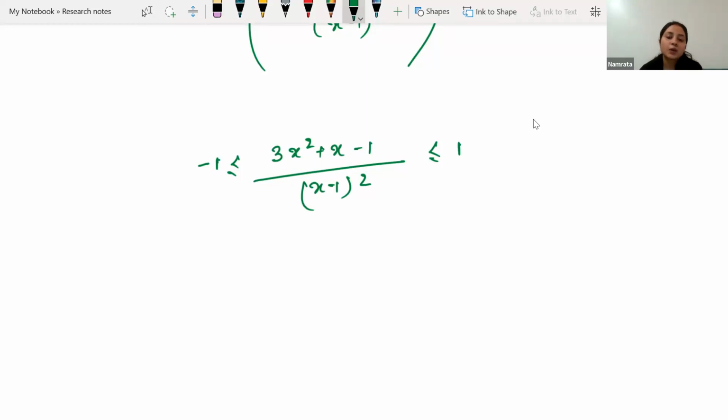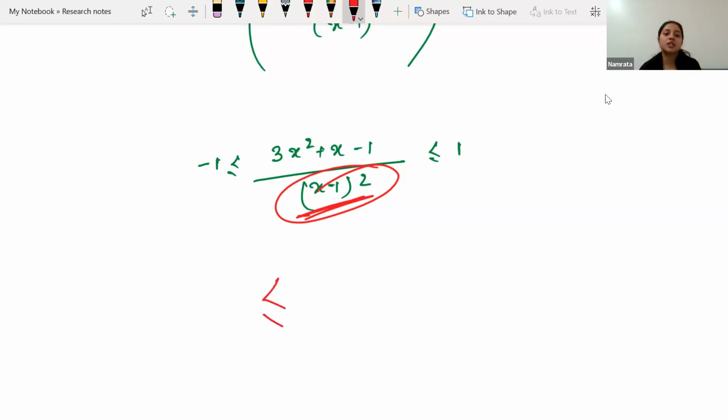No, that is not allowed in inequality. When we are solving inequality, if we are multiplying or dividing by a negative, we have to reverse the sign. But just focus on this term. Whatever the x value, this total will generate a positive output only. X minus 1 whole square will always be positive. And that's why I am saying multiply each and every part by x minus 1 whole square.